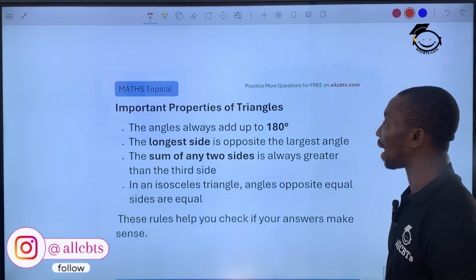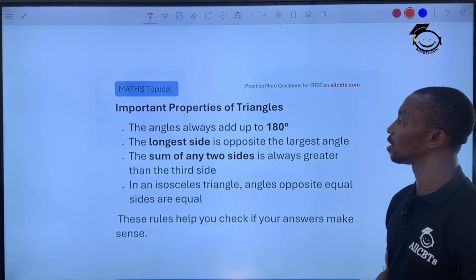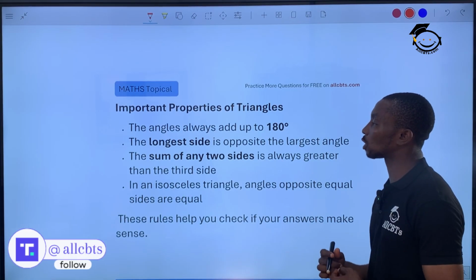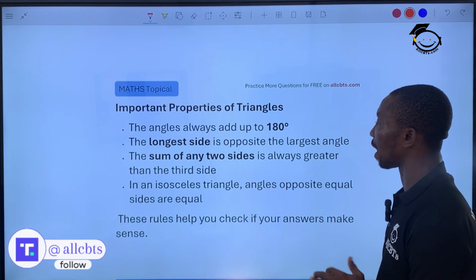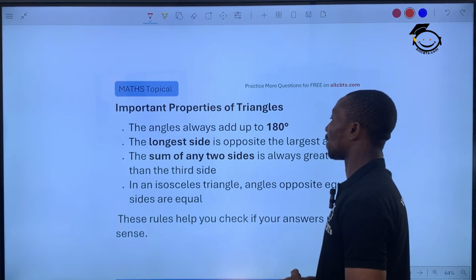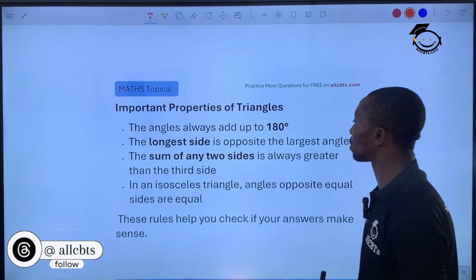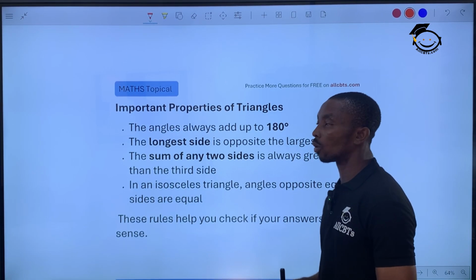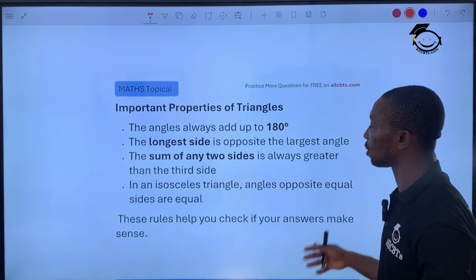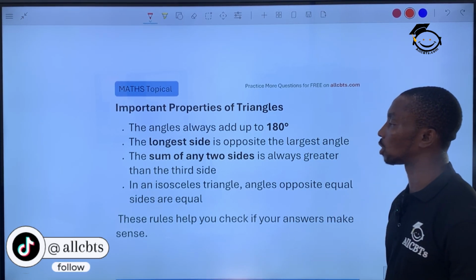Now, the longest side is opposite the largest angle. The longest side is always opposite the largest angle. Now, the sum of any two sides is always greater than the third side.